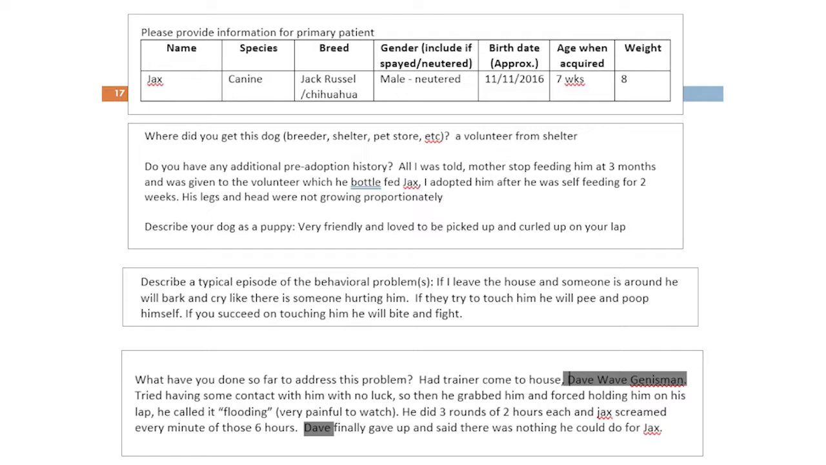Problem, at least right now, if I leave the house and someone is around, he will bark and cry like someone is hurting him. If they try to touch him, he will pee and poop himself. If you succeed on touching him, he will bite and fight. So there's a couple of things that are worrisome to me.